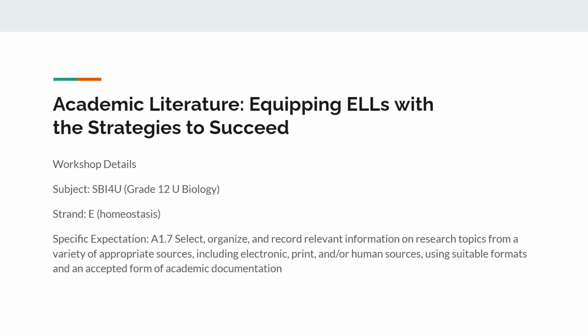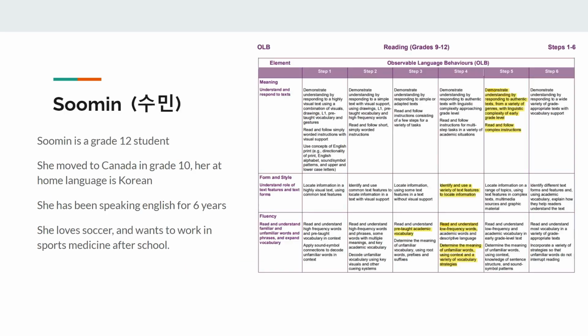My teaching strategy aims to equip English language learners with the tools they need to read academic literature. This is going to mostly focus on scholarly articles, but certainly could lend itself to blogs, infographics, and textbooks. Honestly, any kind of academic literature.